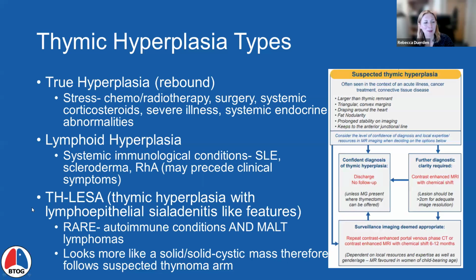The thymic lesion is rare and an autoimmune condition, and it's associated with multiple lymphomas. So we do need to ensure that the whole body is assessed appropriately for the presence of one of those lesions. And it looks more solid cystic, so it would usually fall into the thymoma arm of the pathway.